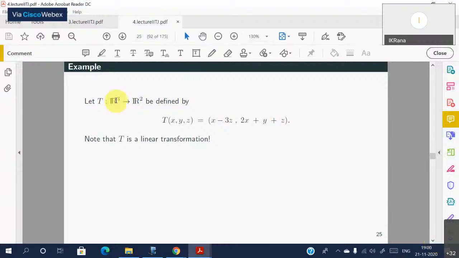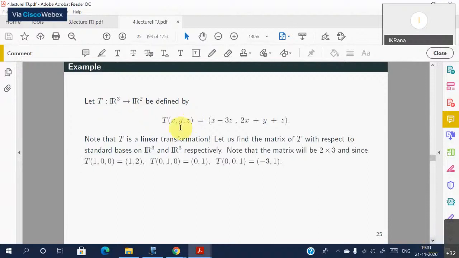For that I have to fix a basis on the domain and a basis on the range. Let us take the standard basis. What is the standard basis in R3? It is 1 0 0, 0 1 0, and 0 0 1. For Rn, the ith element in the standard basis is 1 at the ith place, everything else 0. So what is the first element? 1 0 0. So what is T of 1 0 0? Let us compute that.